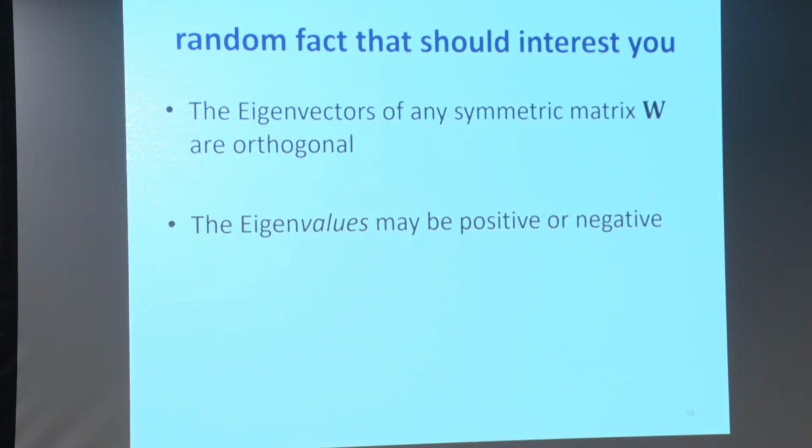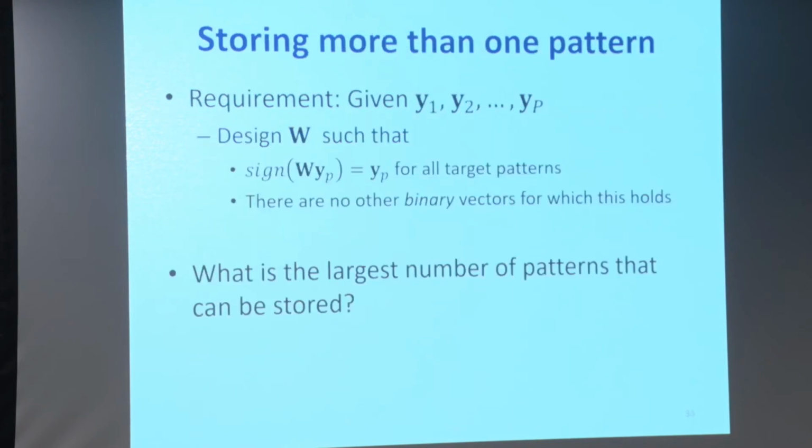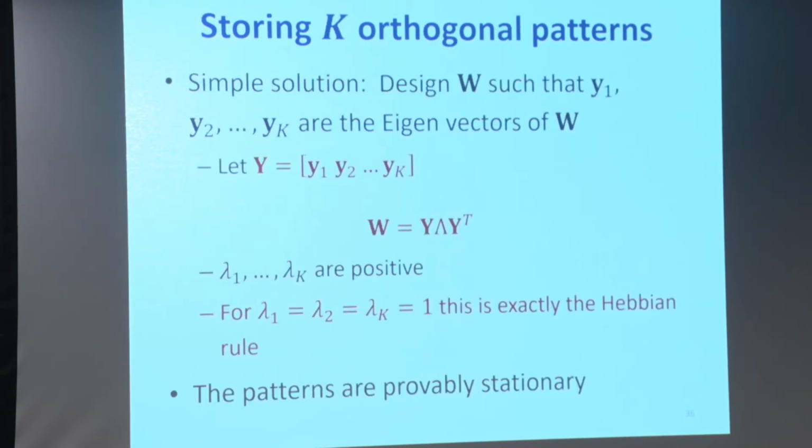Second, we also saw that the eigenvectors of our symmetric W matrix are going to be orthogonal to one another, right? The eigenvalues may be either positive or negative. So, given all of these patterns, if I want to design a matrix W such that sign of W y_p is the same as y_p, then what is the largest number of patterns we can store? As many as the number of eigenvectors, no more than N. And let's assume that I can design my W such that these guys are the eigenvectors of W. And I'm assuming that these are all orthogonal patterns for now, okay?